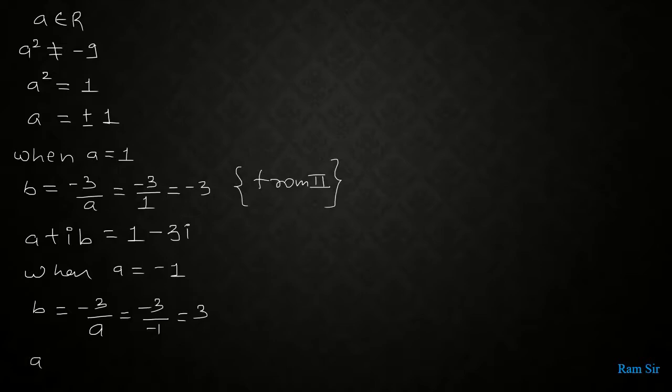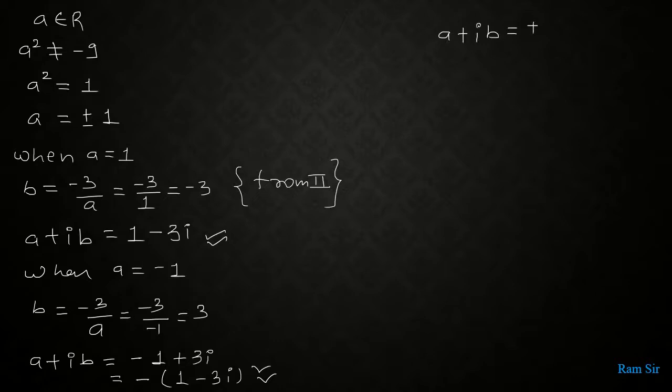We have found a and b, so here also we can write a plus ib is equal to, the answer is minus 1 plus 3i. So this is the first answer. If you take minus sign common from this minus 1 plus 3i, it becomes 1 minus 3i, which is the same as the other answer, but this one is positive and this one is negative. So combinedly we can write the answer of a plus ib is equal to plus, which we are getting from case 1, minus, which we are getting from case 2, and in bracket both the answers are same, which is 1 minus 3i.